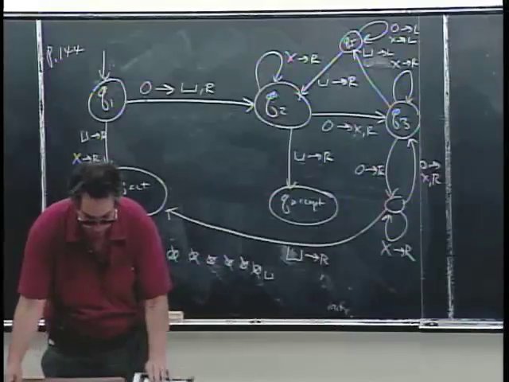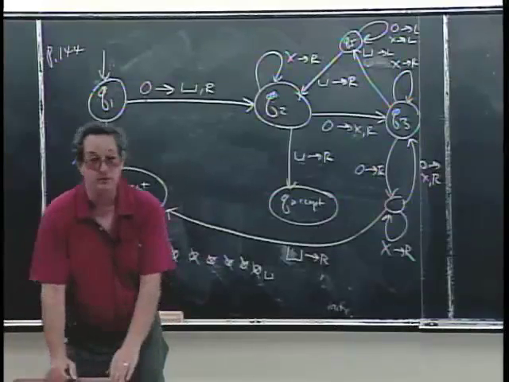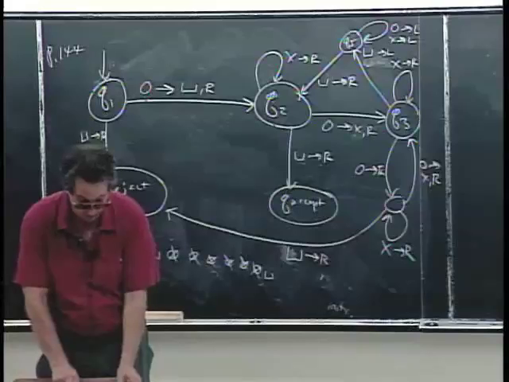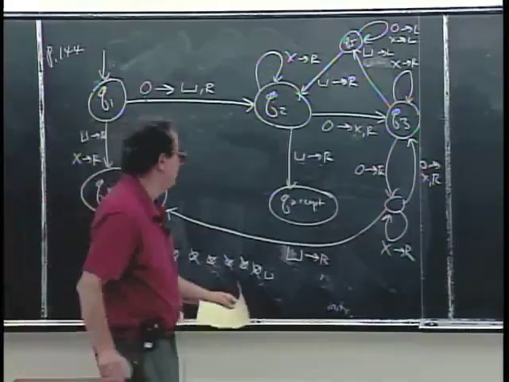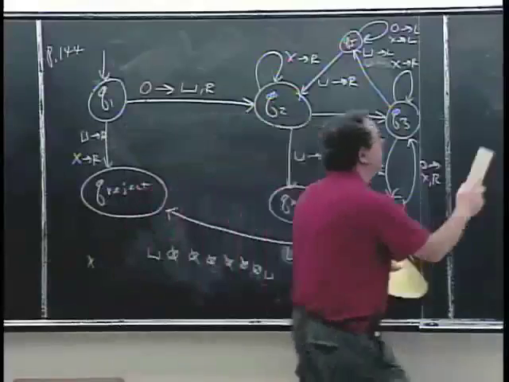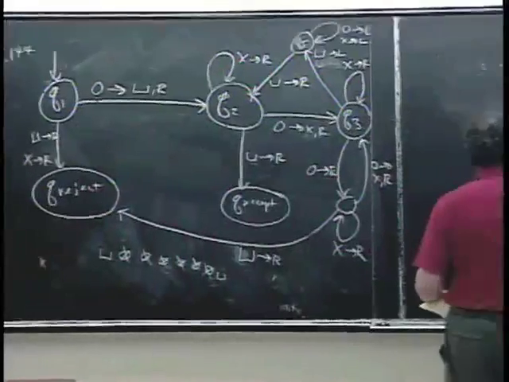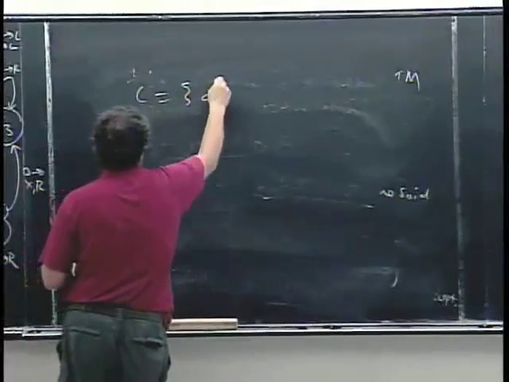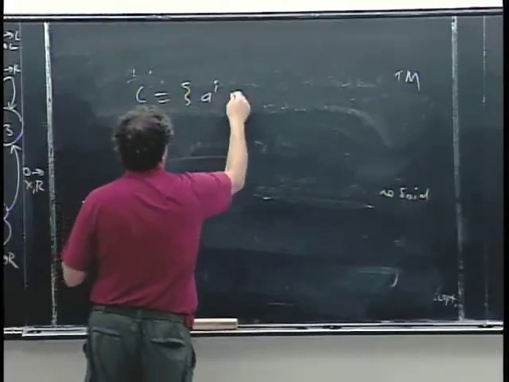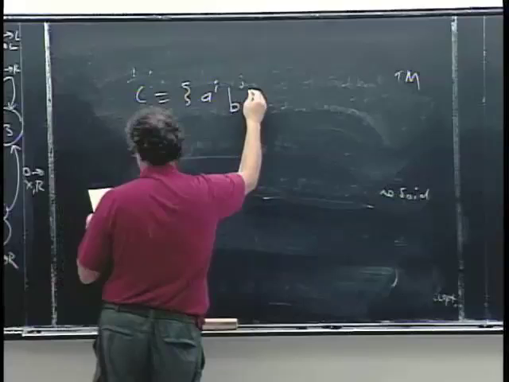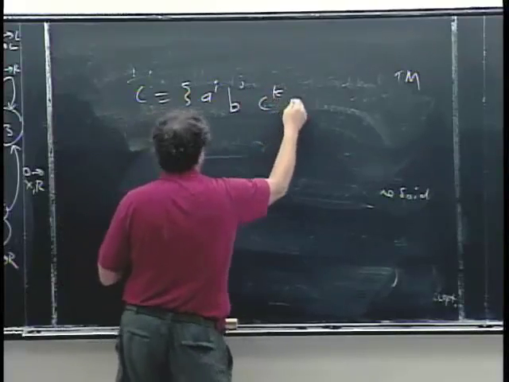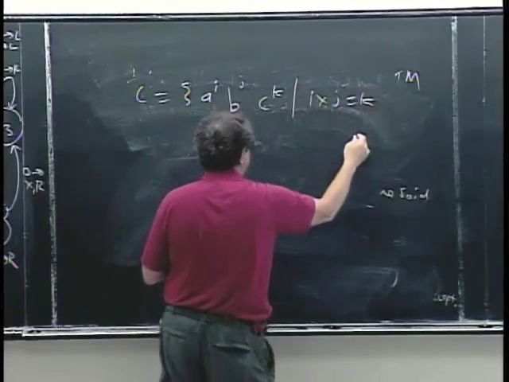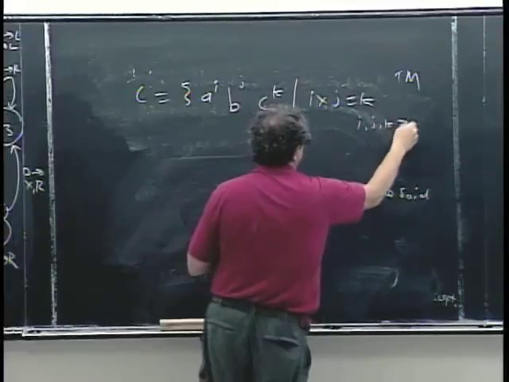So I'll do the next one next time. But it'll be an example of how a Turing machine can actually do some arithmetic. So let me just show you, while those pages are going around, what the next language is that we're going to look at. So C is equal to A repeated I times, B repeated J times, C repeating K times, where I times J equals K. And I, J, and K are greater than or equal to 1.